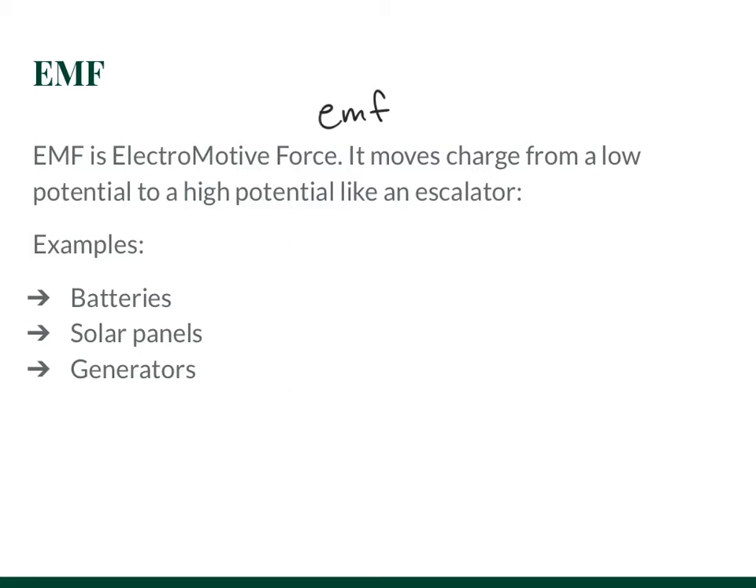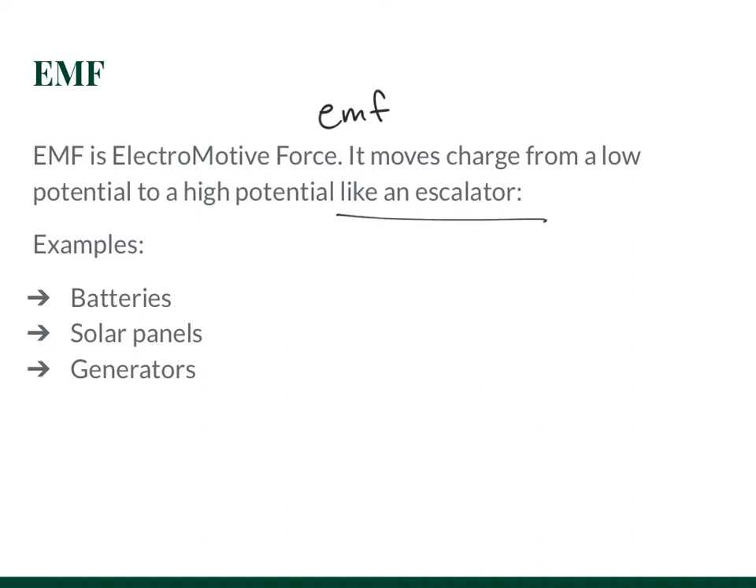And EMF is basically the thing that gets the electrons moving. It's the electromotive force. Electrons, motor, motion, force. So it's the thing that is making the current move. And the way that it does this is by pushing it from a low potential to a high potential, which is going to give it energy.